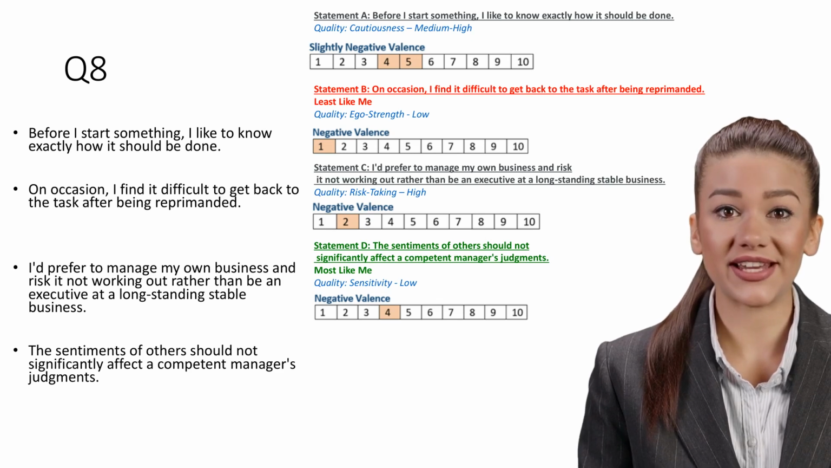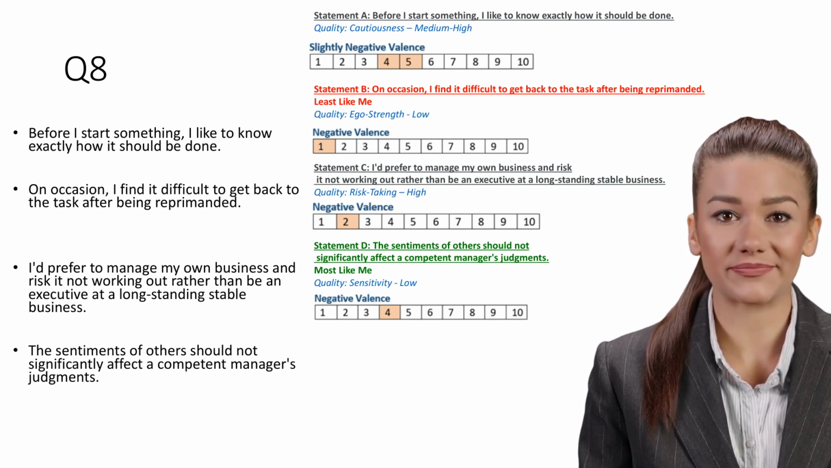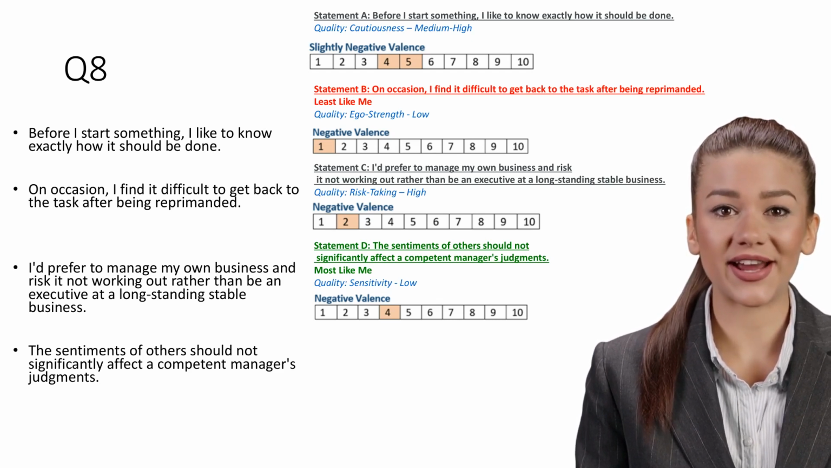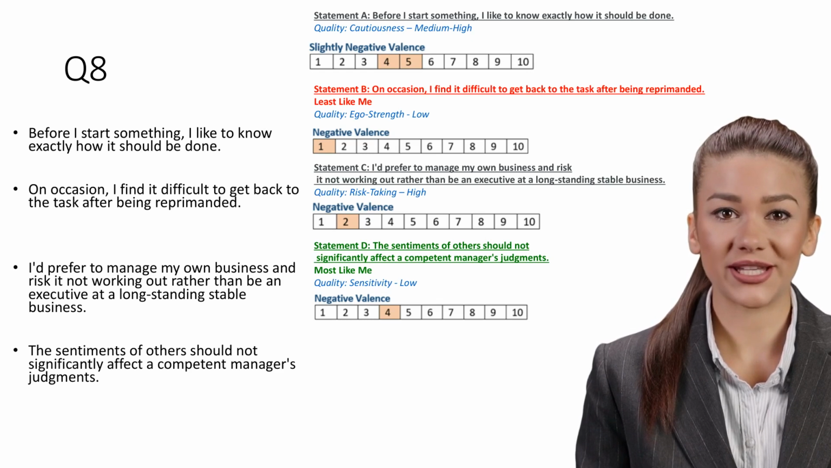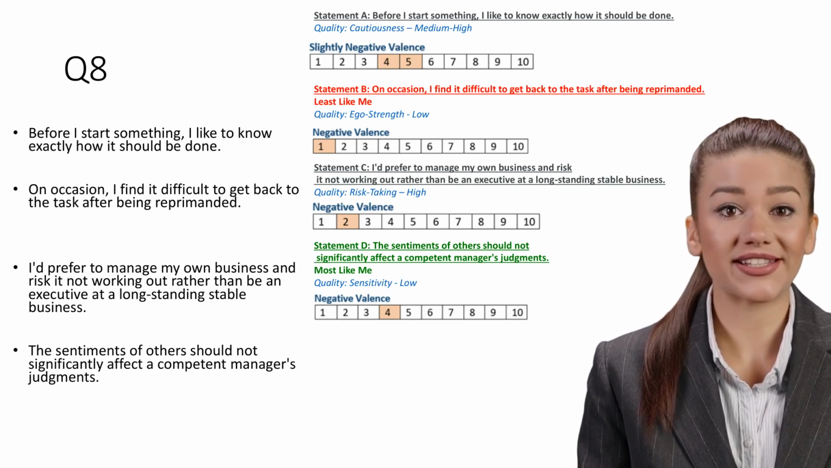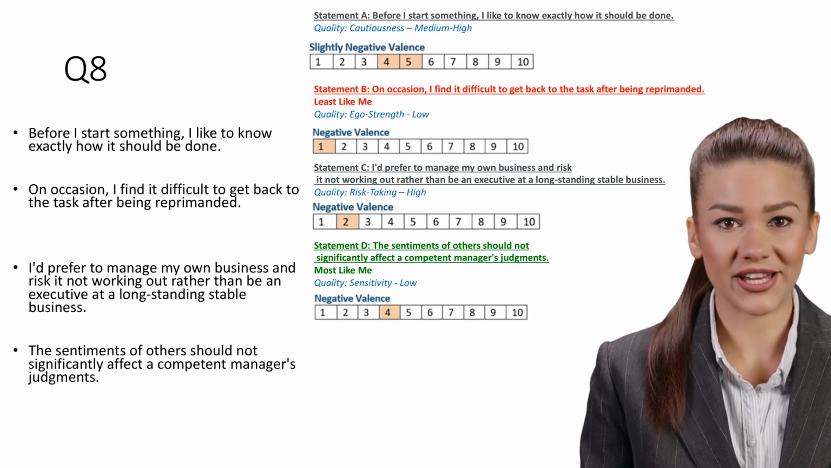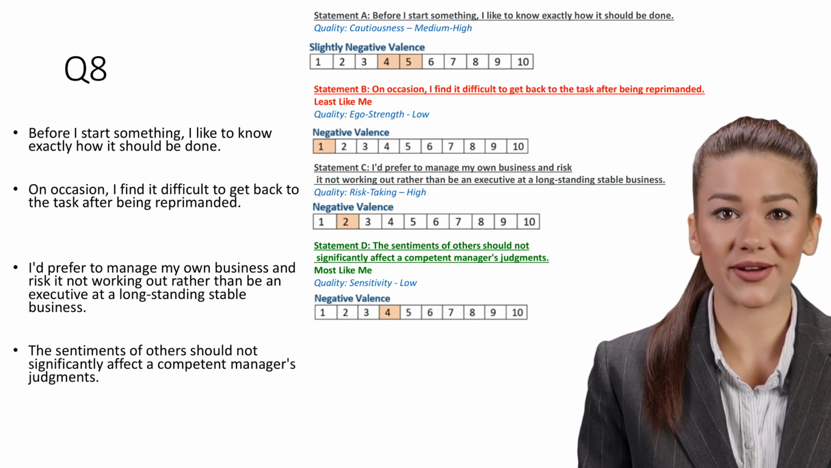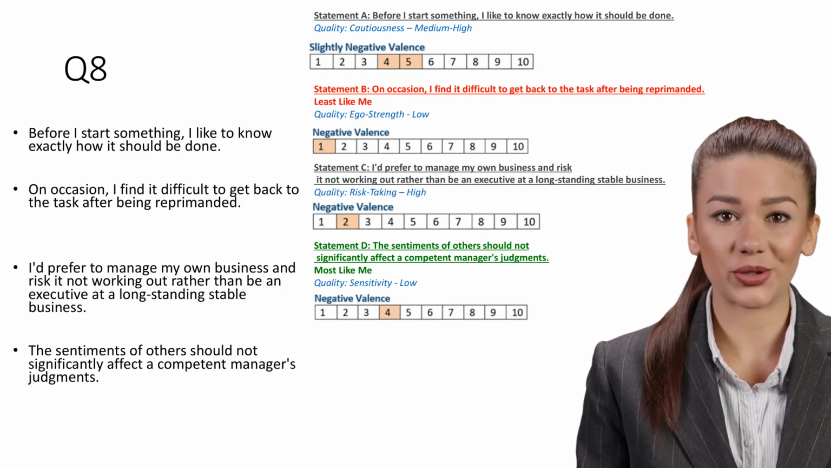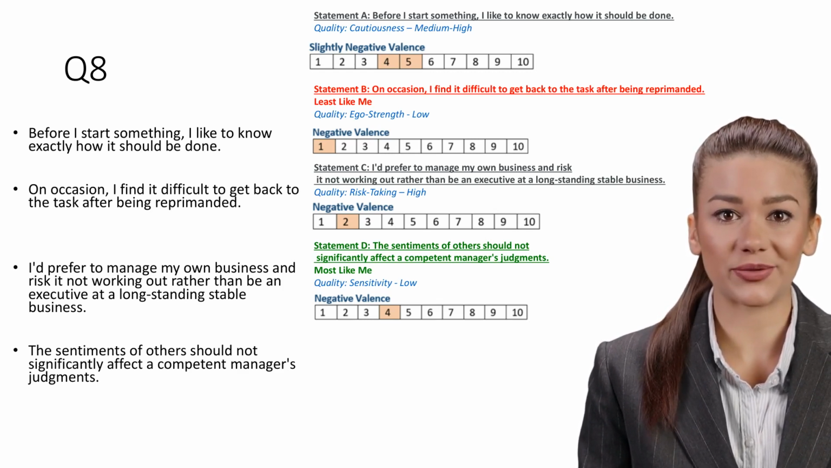Statement D. The sentiments of others should not significantly affect a competent manager's judgments. Most like me. Quality. Sensitivity. Low. None of the four statements in this question are particularly positive. Low sensitivity to others can lead to increased conflict and disharmony in team member, stakeholder, and customer relationships. It is, however, expedient to be persuasive, communicate well, and bring your team with you when decisions are made.